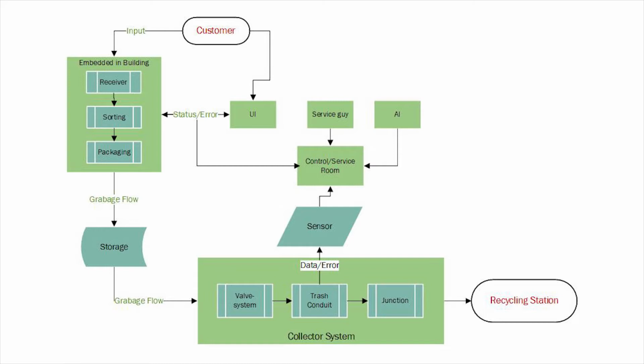The control room receives information from the sensors, which are spread out through the entire system and provide the real-time status of the system. An AI uses this information to decide how to regulate the system. The service personnel can override the decisions of the AI and regulate the system manually. In the end, we can see the garbage leaving our system and entering the recycling station.